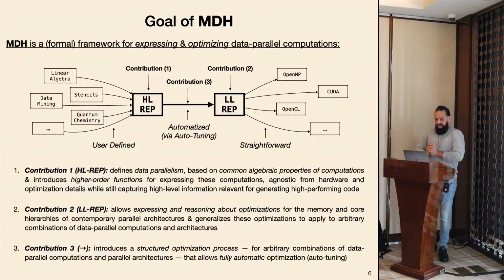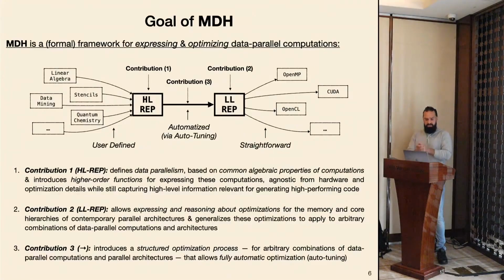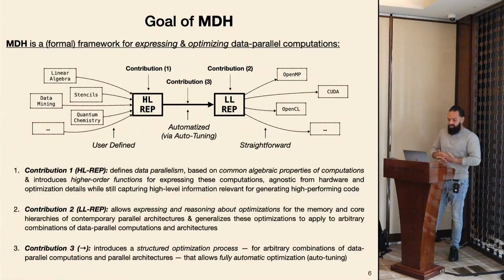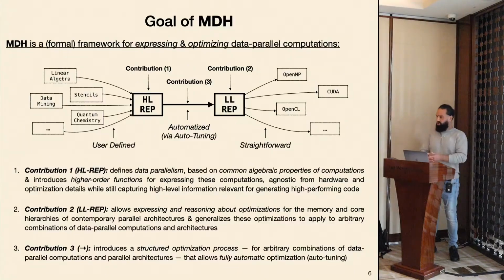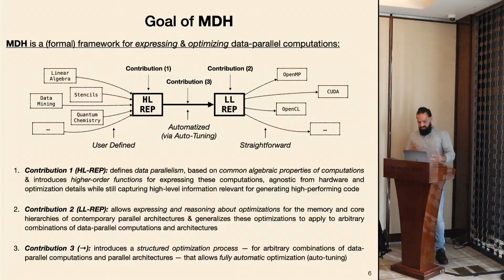So the goal of MDH. First of all, MDH is a formal framework for expressing and optimizing data parallel computations. And for this, MDH makes three major contributions, which are: MDH introduces a high-level program representation. And first of all, as part of this representation, we have tried to come up with a formal notion of data parallelism. For example, I usually was struggling with this term because we have an informal definition, like applying a function independently to data.